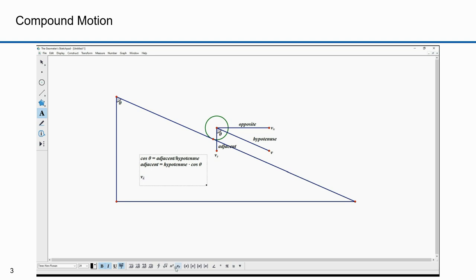So the y component of velocity equals the velocity times the cosine of theta. Likewise, the x component of velocity equals the velocity V times the sine of theta.